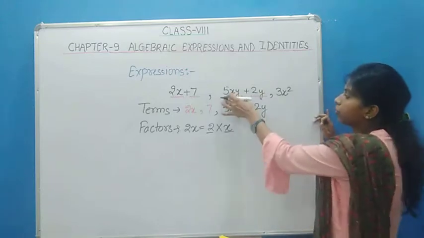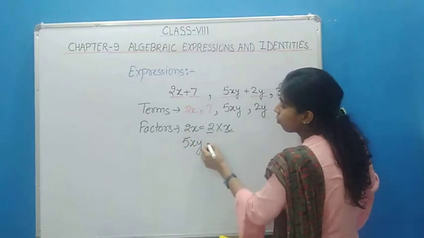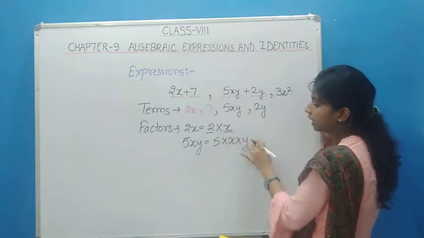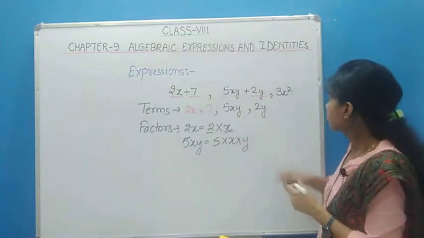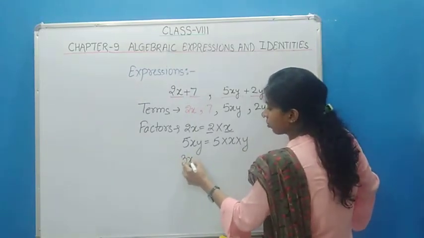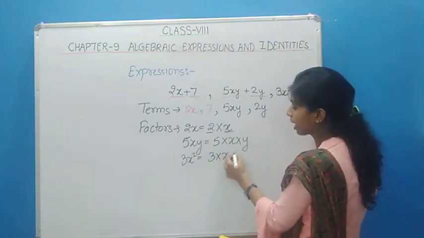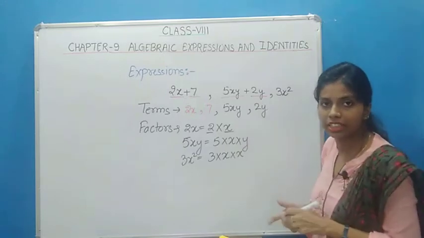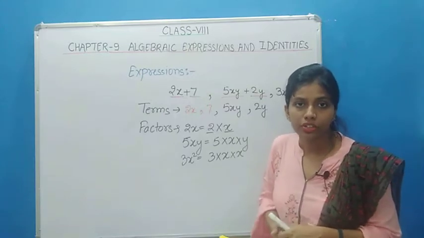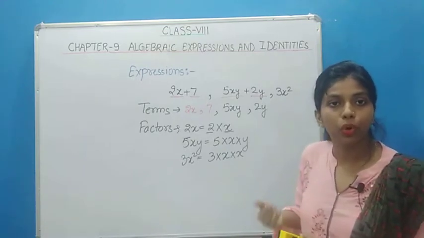Similarly, if I take the term 5xy, what are the factors? They are 5, x and y. These three are the factors of this term. Suppose I take 3x square. What are the factors for 3x square? It is 3 into x into x. So 3 and x are the factors for the term 3x square. So this is factors. Clear? Any term is made by the product of factors.